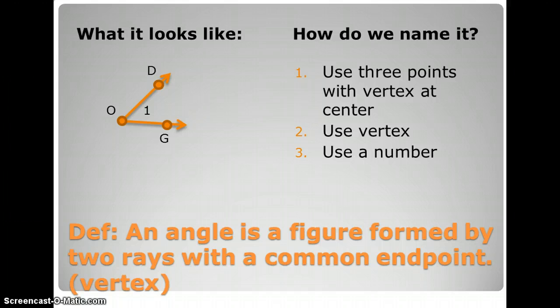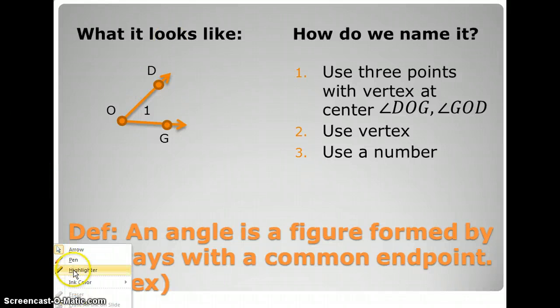Or you can use a number. So using 3 points, we have angle DOG. Notice here that we are using the angle symbol. If you're talking about an angle, put an angle symbol. Same here with angle GOD. And what they both have in common is that O is that point right in the middle. That's the vertex.